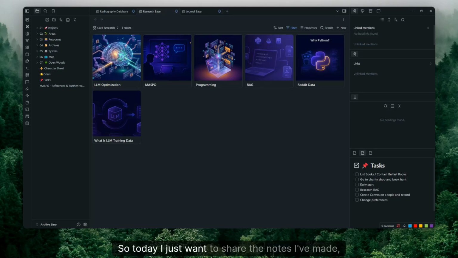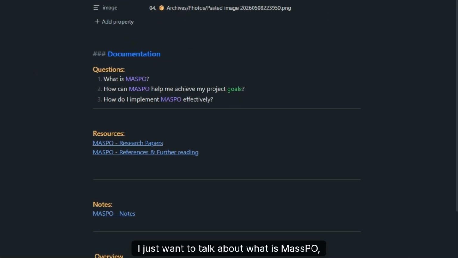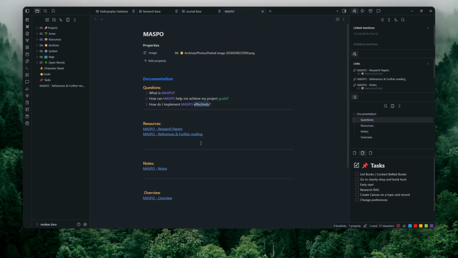So today I just want to share the notes I've made and the research quickly on MASPO, especially around open source language models and how to better optimize them. Okay, so just a quick run through of MASPO generally. I just want to talk about what is MASPO, how can MASPO help me achieve my project goals, and then how do I implement MASPO effectively.